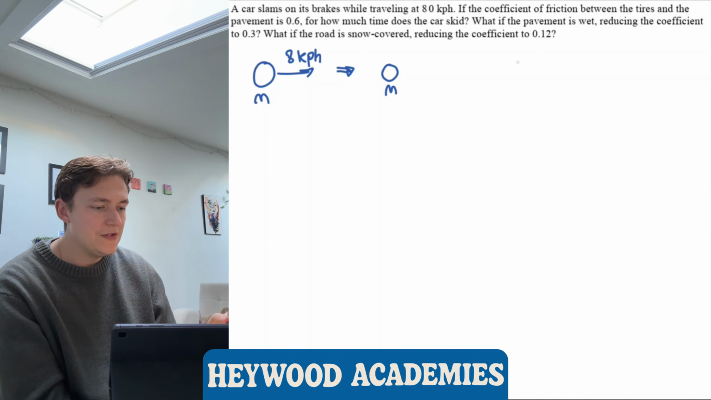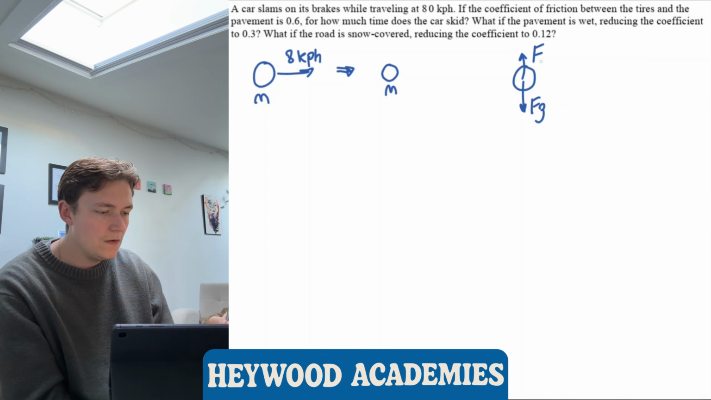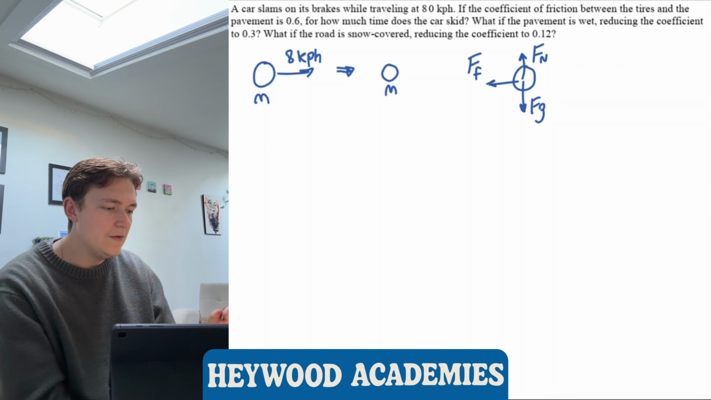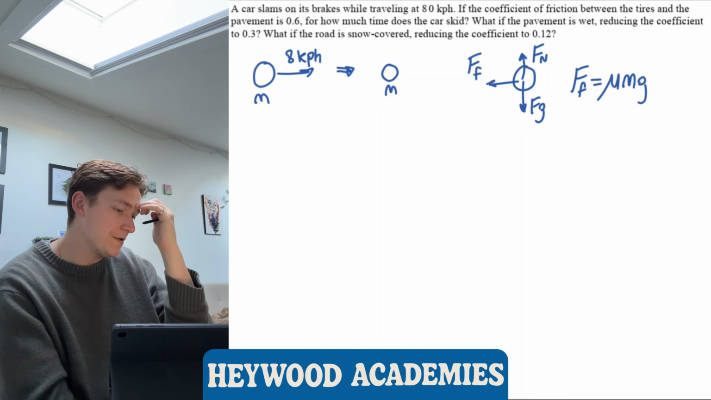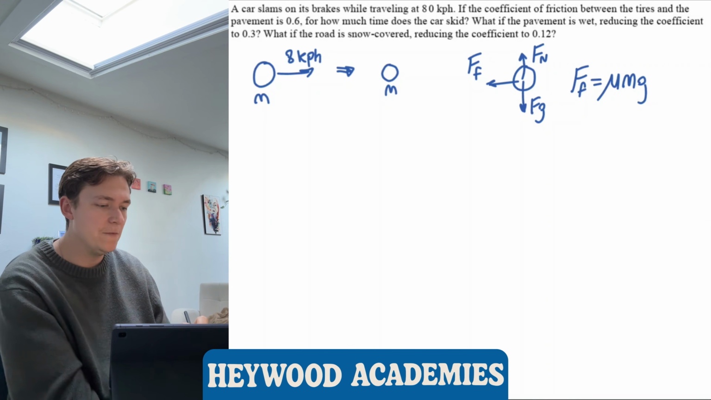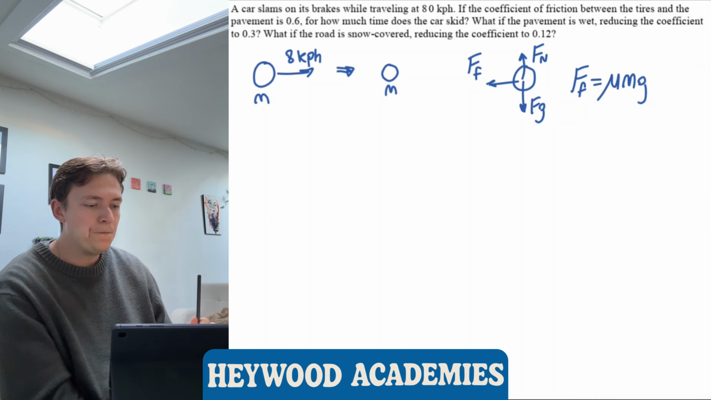Now, this is going to be the same setup that we had before, where if we do a free body diagram, we're going to have force of gravity going down, normal force going up, friction force, which is slowing us down, and if we go through the same process that we did in the last question, we'll end up with the friction force is equal to mu mg. And that just comes from setting the net forces in the y direction equal to 0 and going from there.